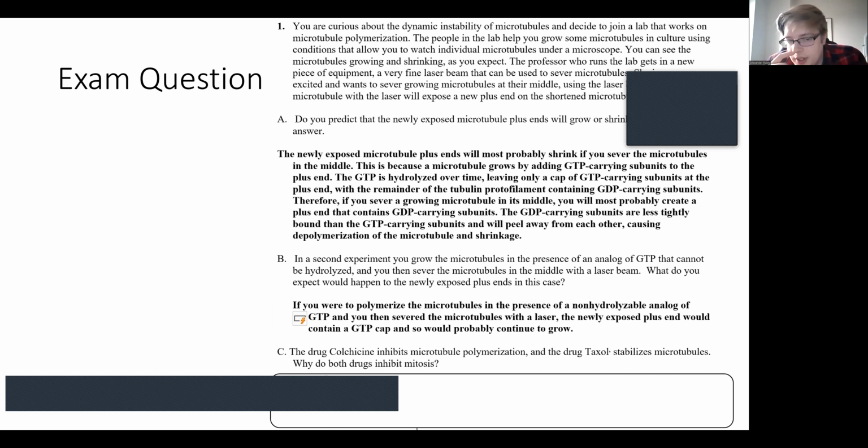Right, and then lastly, the drug colchicine inhibits microtubule polymerization and the drug Taxol stabilizes microtubules. Why do both inhibit mitosis? So colchicine inhibits microtubule polymerization, so cells undergoing mitosis cannot grow their microtubules. They won't be able to bind to the kinetochores to then pull them apart. And if you add Taxol to stabilize microtubules, then the microtubules will not be able to shrink, pulling those chromosomes apart. So both drugs inhibit mitosis.